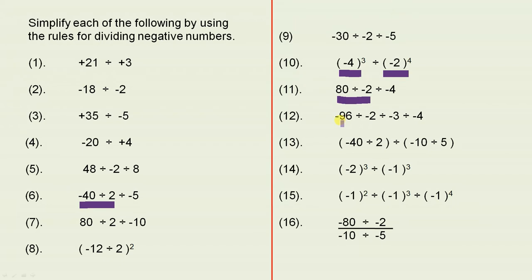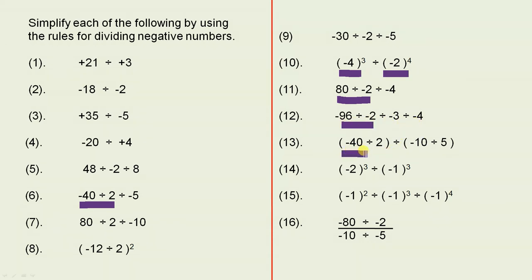Now here, we do those two, because here you have four terms. So you still work from left to right. But you have to do that one first. When you get the answer to that one, then you divide it by -3. And when you get the answer for those, then you divide it by -4. So you just work slowly from left to right.